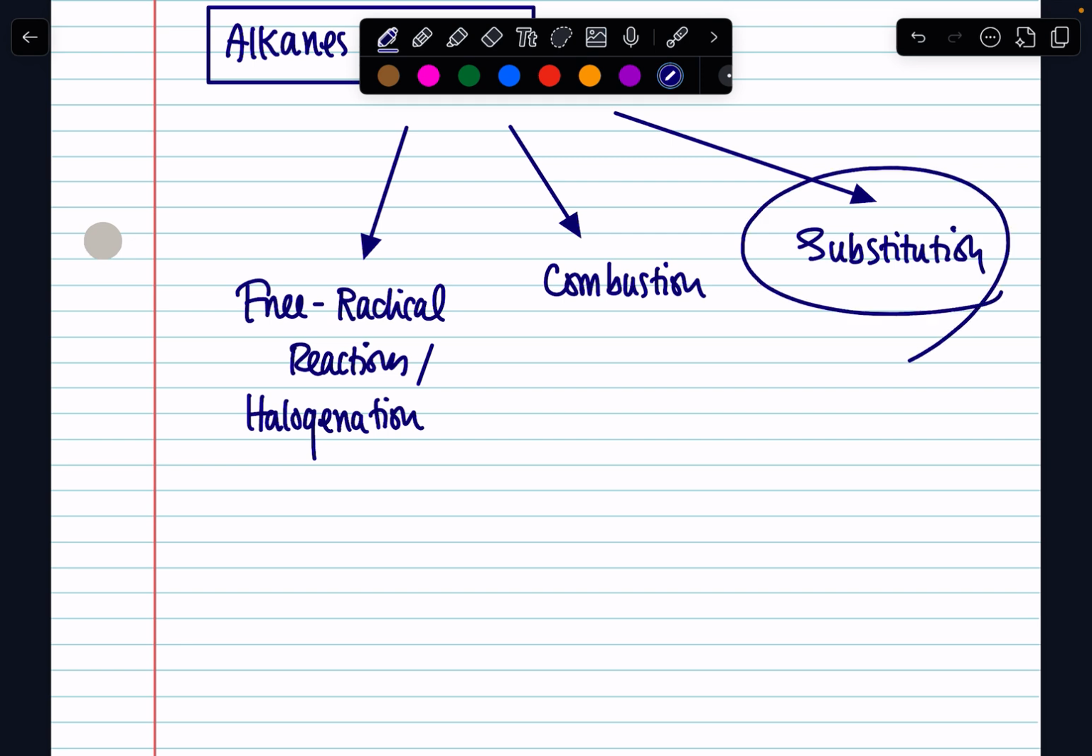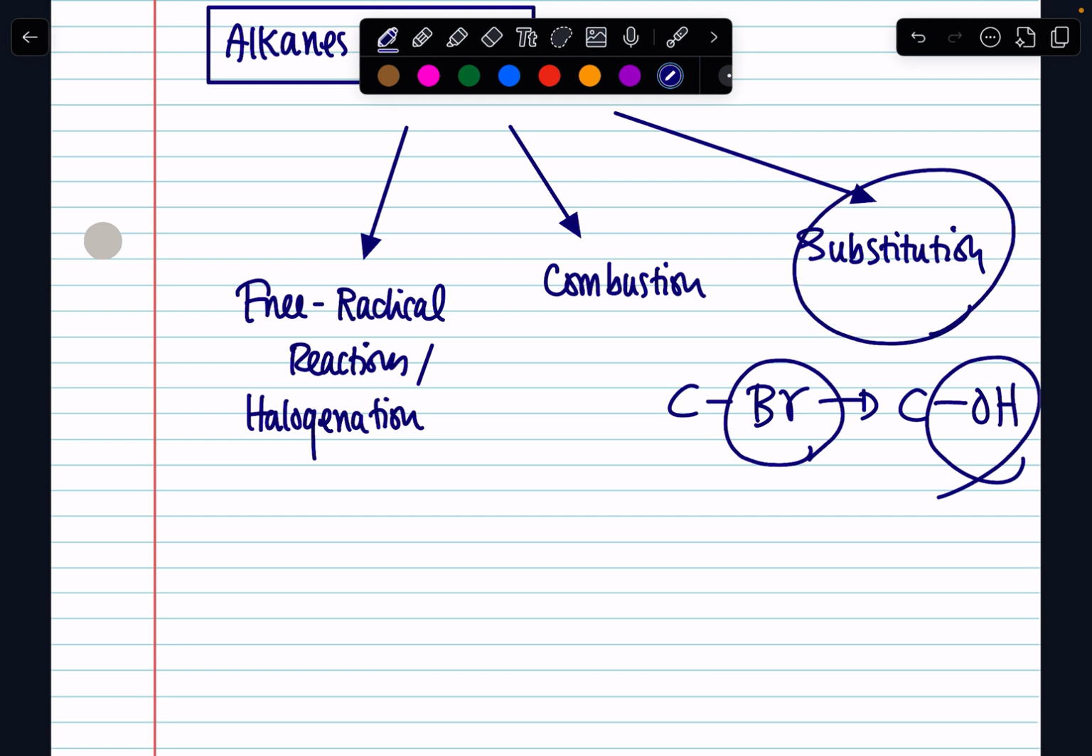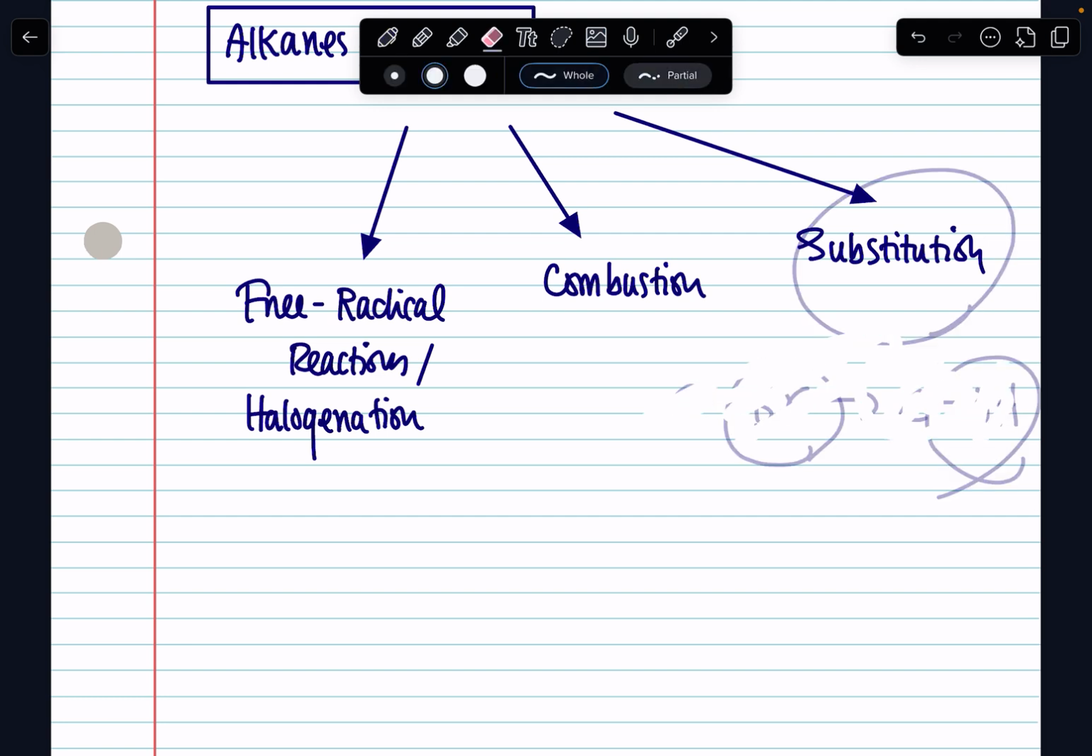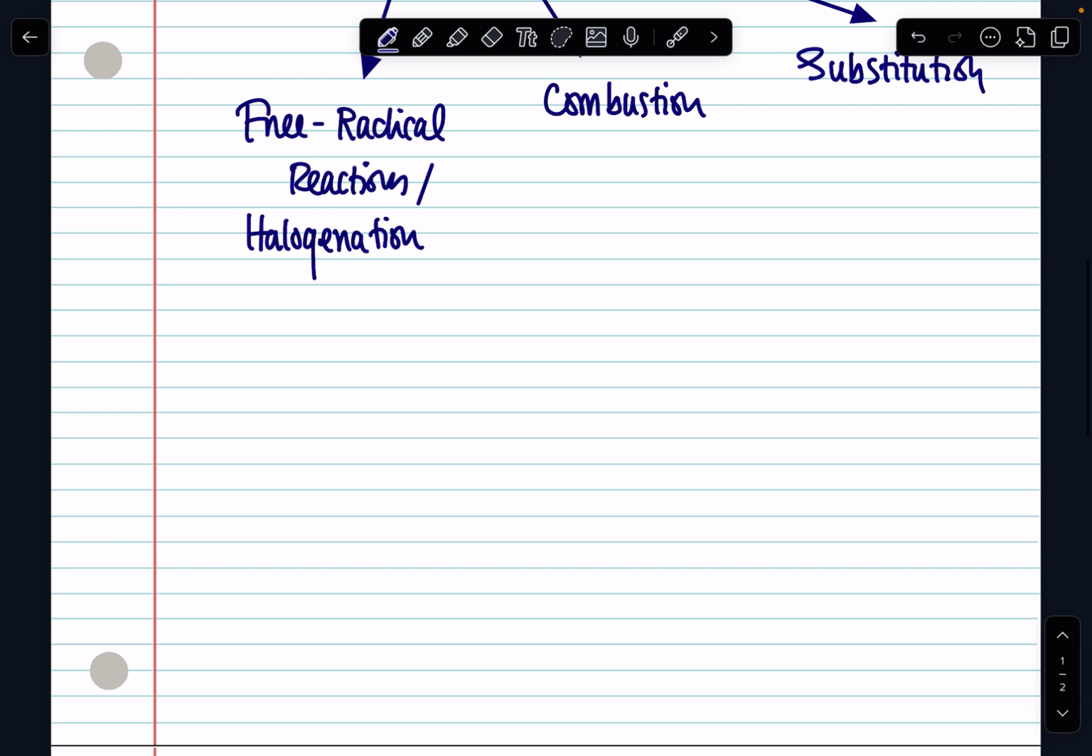In this case, you're substituting something for something. So maybe you're substituting an alcohol with an X, right? Or you're going from CBr to COH or something like that. You're replacing or substituting one group on a region for another group on the same region. So let's talk about each of these reactions briefly.